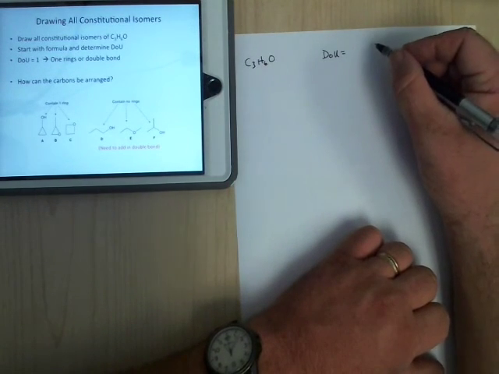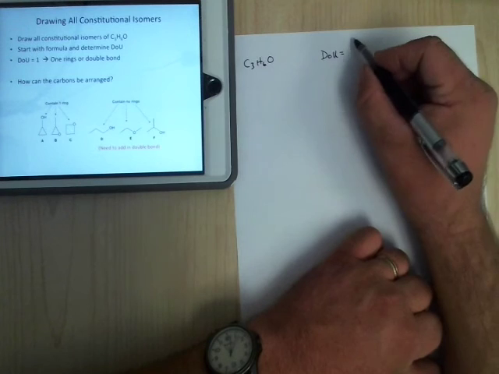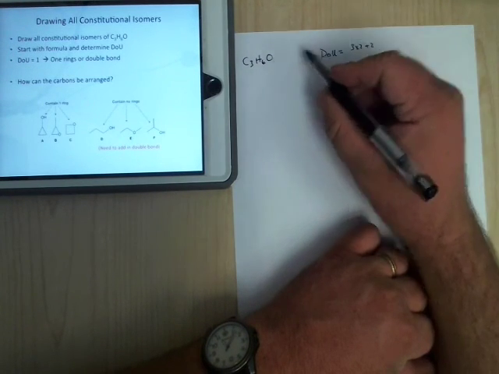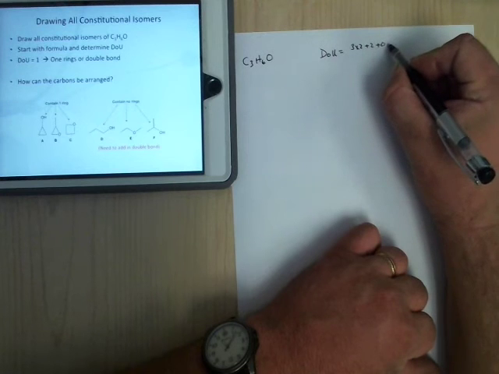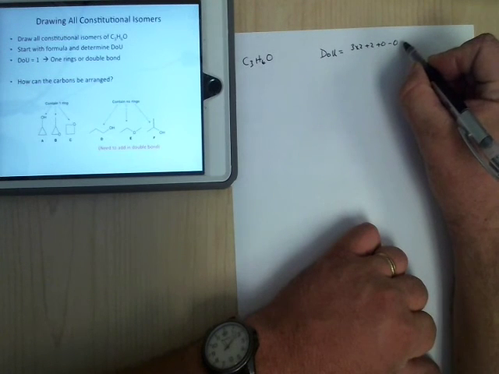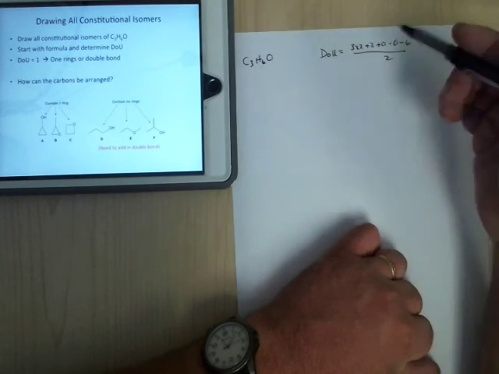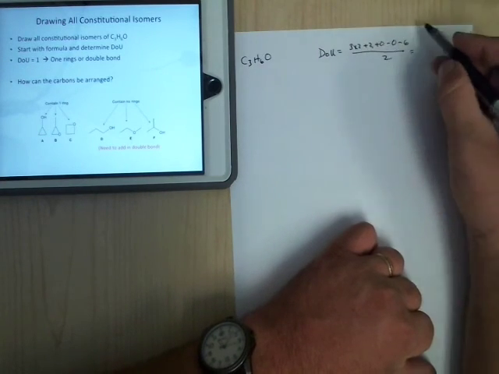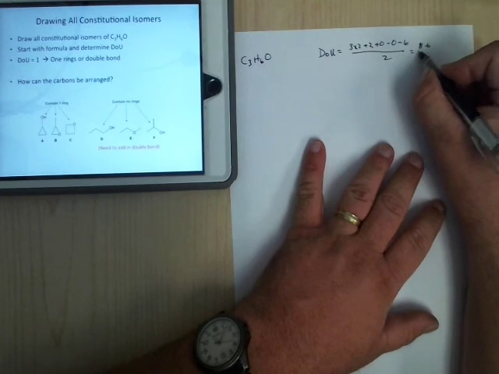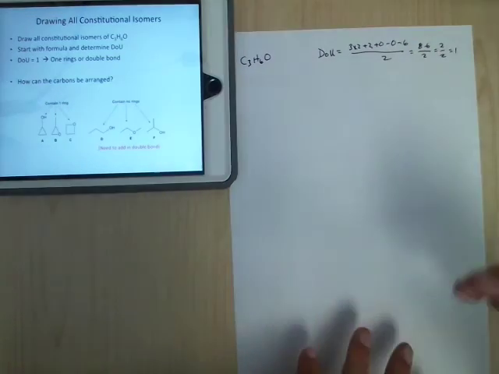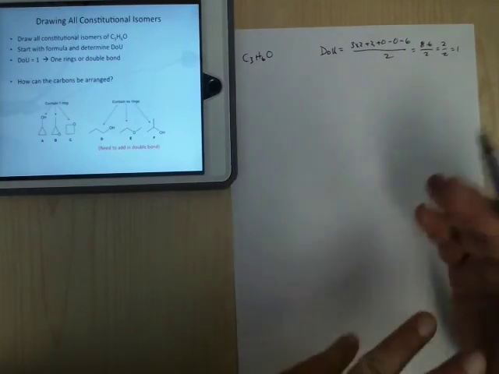So here we go. 3 times 2 plus 2. There are no nitrogens, so plus 0. There are no halides, 0. But there are 6 hydrogens. All divided by 2. Notice the oxygen isn't put in there. So 8 minus 6, all divided by 2, so 2 over 2. So there's 1. So we have a ring, or we have a double bond, a pi bond somewhere.